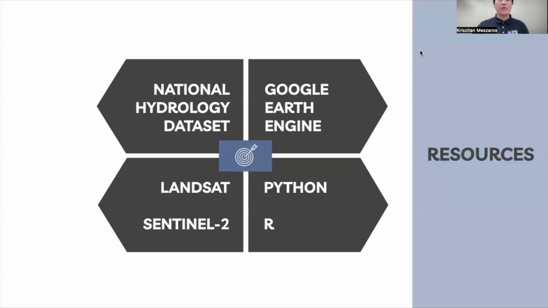We had four main categories of resources that we used for this project. The first one is the National Hydrography Dataset, which is where we got all of our flowline geometries from. Second is Google Earth Engine, which is where we stored all of our assets and accessed the satellite image datasets. And speaking of satellites, the ones we chose to use were the Landsat and Sentinel-2 missions. And then finally, we used Python and R to do all of our data downloading and post-processing.